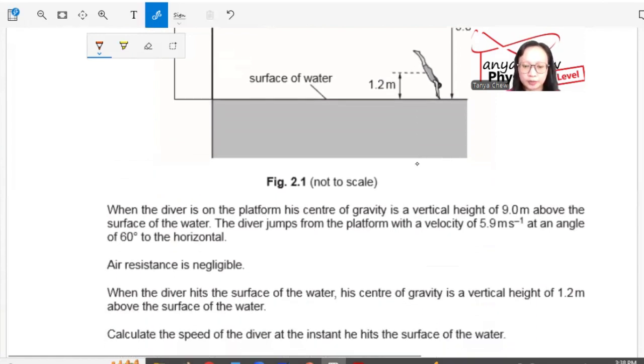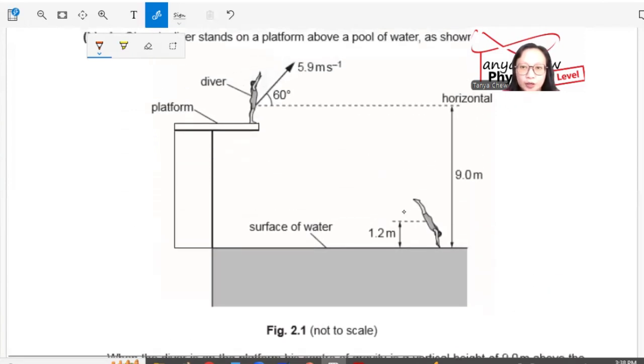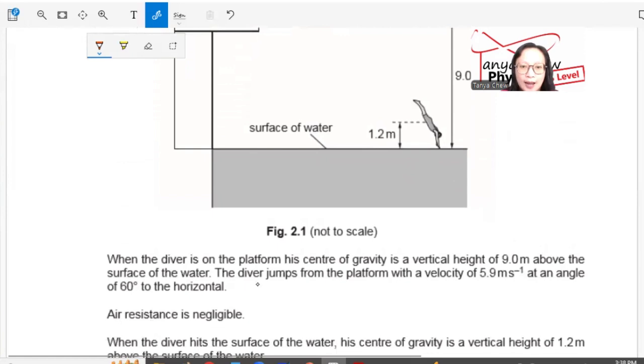When the diver is on the platform, his center of gravity is at a vertical height of 9 meters above the surface of the water. So it has been shown here. The diver jumps from the platform with a velocity of 5.9 meters per second at an angle of 60 degrees to the horizontal. Air resistance is negligible.